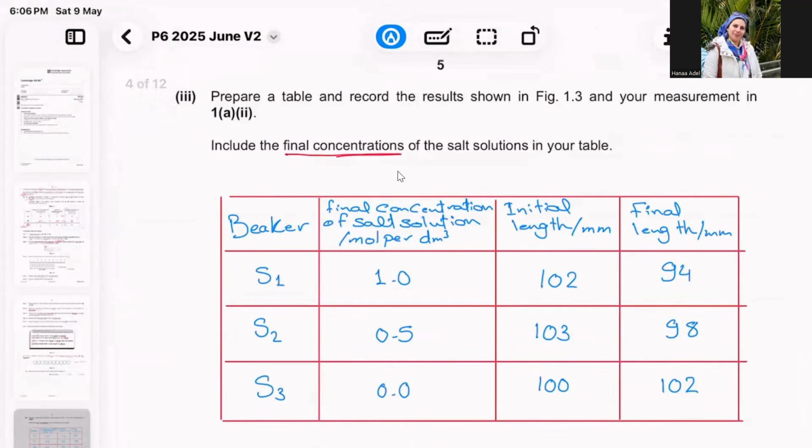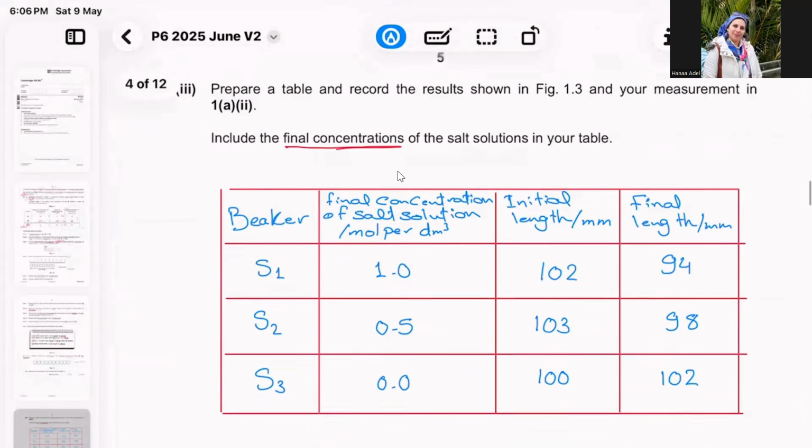So we have the beakers S1, S2, and S3. The final concentrations are 1.0, 0.5, and 0.0. So why do we write it this way? Because we have to write it with the same decimal places. Initial length 102 and it becomes 94. This is from the sticky note that was given to us. The initial for S2 is 103 and the final is 98. And the initial length for S3 is 100 and it becomes 102.